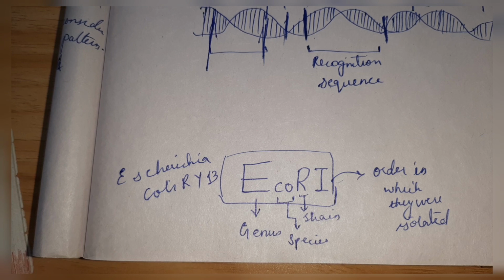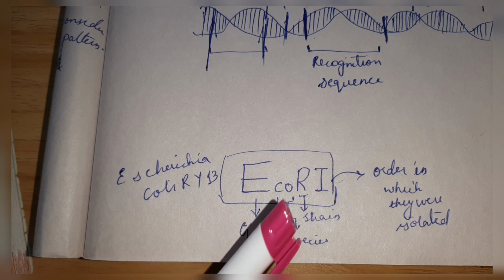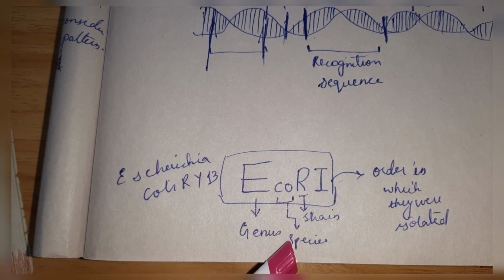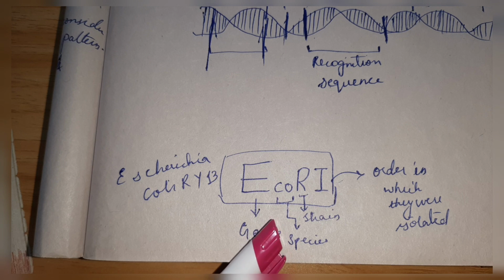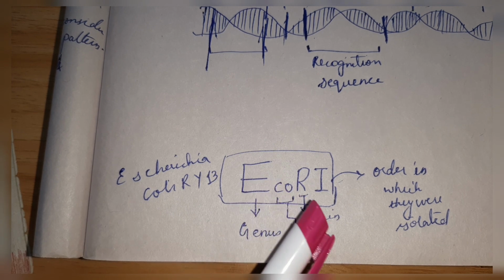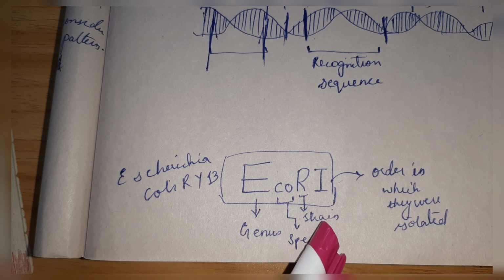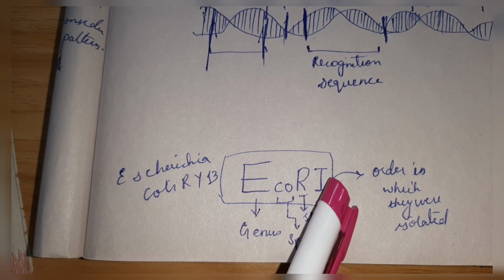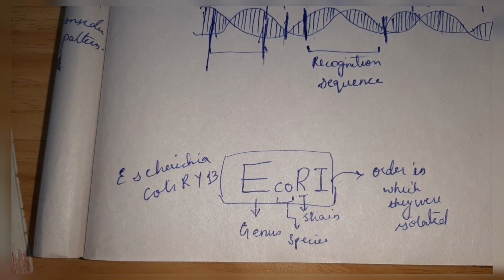So whatever the name of the restriction enzyme is, the first letter represents the genus, the next two represent the species of the bacteria from which they were extracted, the fourth letter represents the strain of the bacteria, and the last Roman numeral indicates the order in which they were isolated.